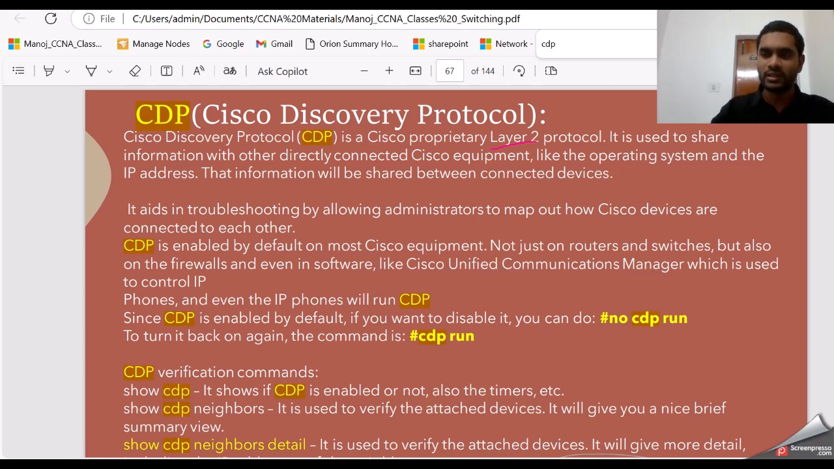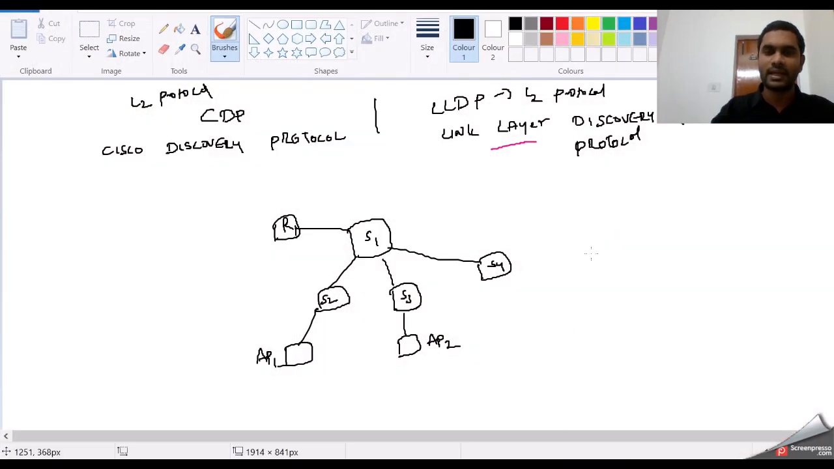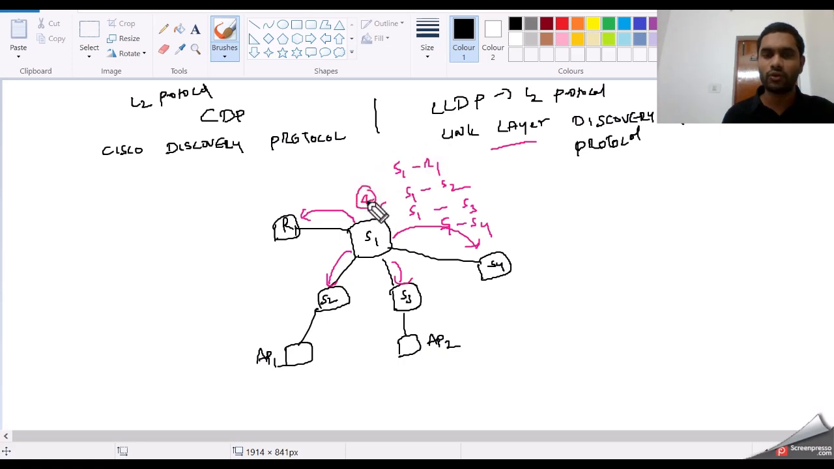So let me tell you one use case why CDP is needed in a real-time environment. Since you are seeing this topology, anyone can answer. If I ask you, tell me who are all the neighbors of this S1 switch, you will say S1 has a relationship with the S2 switch because they are directly connected. S1 is also connected to the S3 switch, directly connected. S1 also has a direct relationship with S4, and S1 is connected to router 1. So now this switch 1 has 4 neighbors: 3 are switches and 1 is a router.